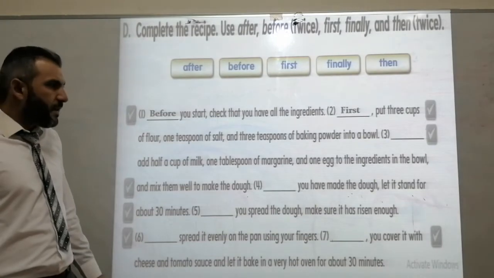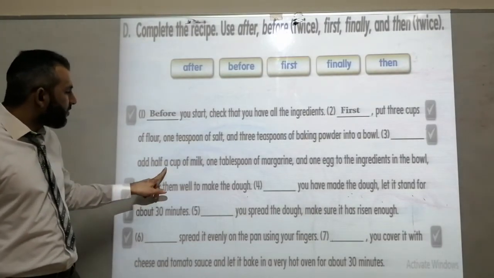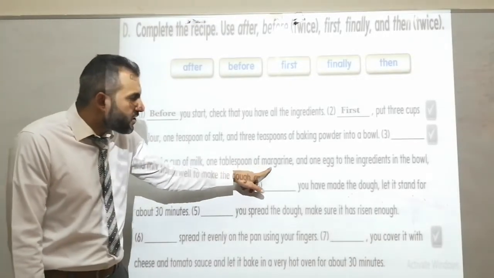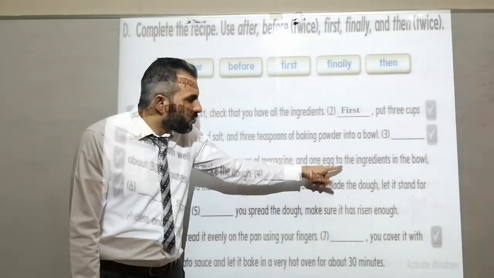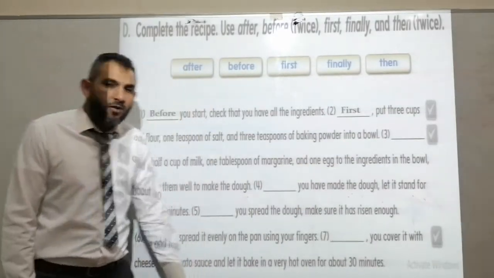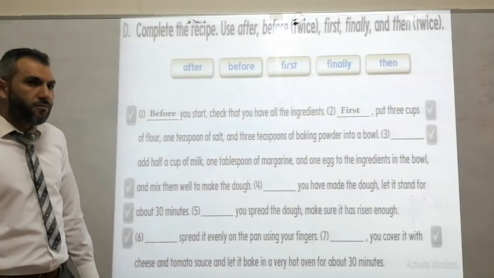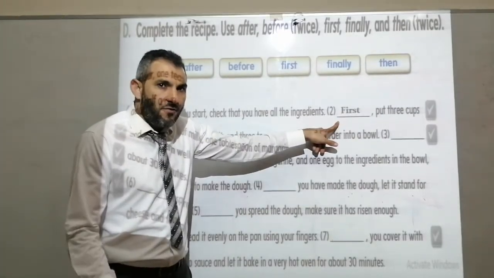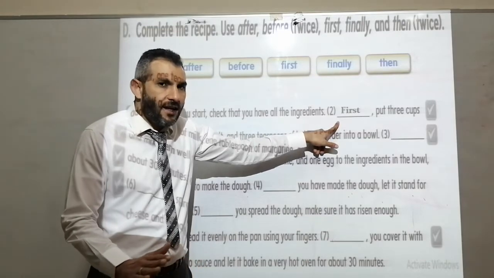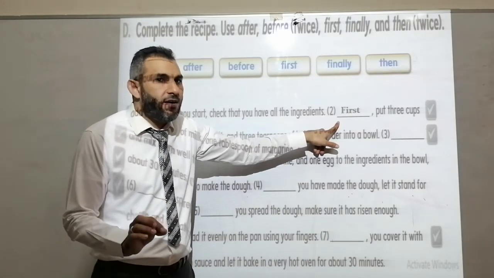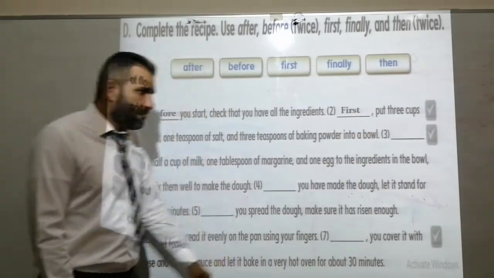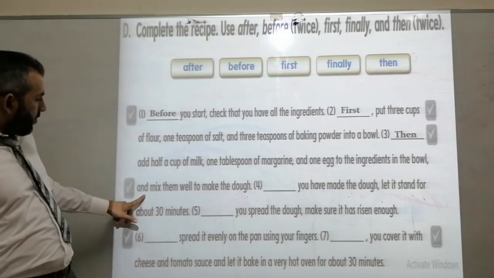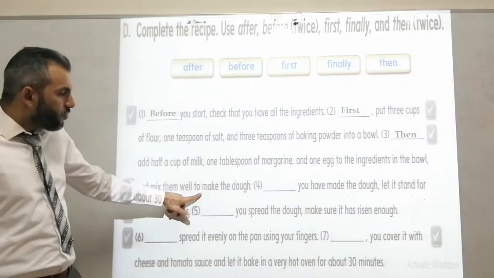Number 3, space. Add half a cup of milk and tablespoon of margarine and 1 egg to the ingredients in the bowl. Okay, so here we start with before, then using first. First, not finally. We use finally at the end of the paragraph. So we use, excellent, we use then. Okay, let's repeat the example. Okay, and mix them well to make the dough.